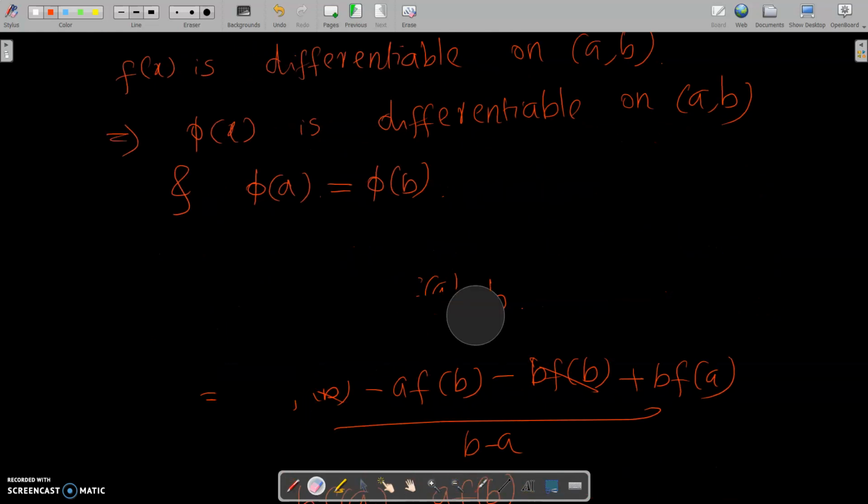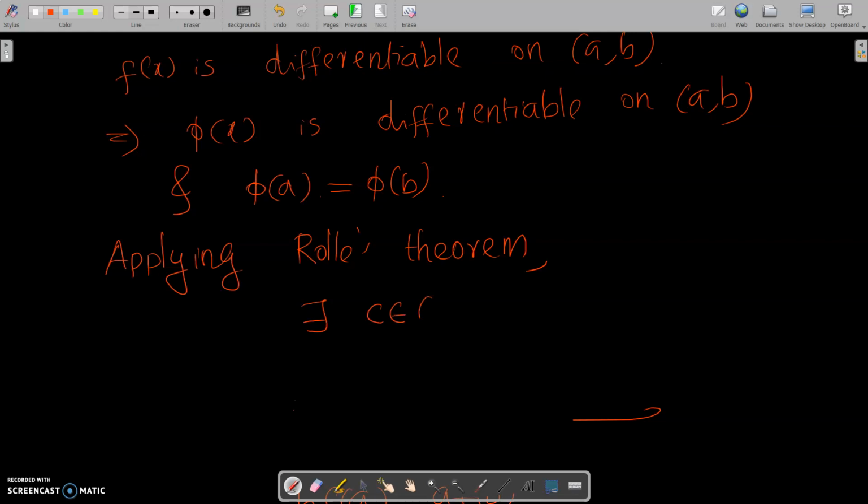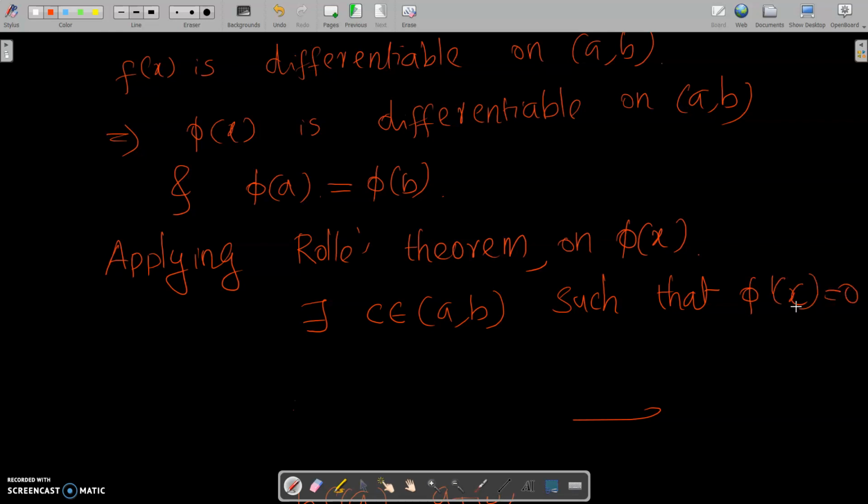So, applying which theorem? Yes, Rolle's theorem. Applying Rolle's theorem on phi of x, we can see that there exists c in between a and b such that phi dash c equals 0.